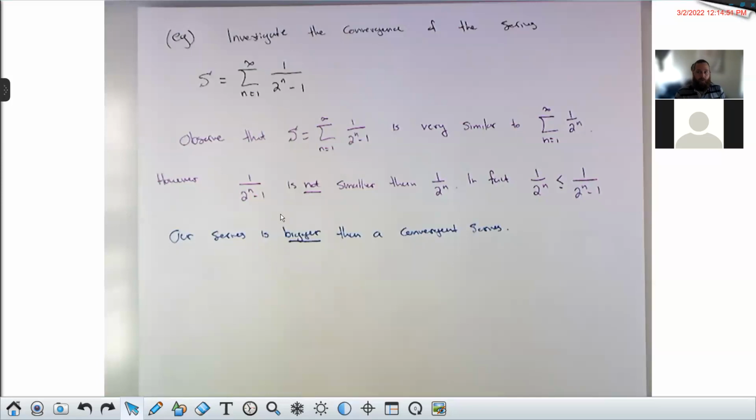So what the direct comparison test says is if you're smaller than a convergent series, you're convergent. And if you're bigger than a divergent series, you're divergent. But what if you're bigger than a convergent series or smaller than a divergent series? You see, there's two possibilities that are not discussed in the comparison test. And both of those are inconclusive. So being bigger than a convergent series doesn't tell us anything.